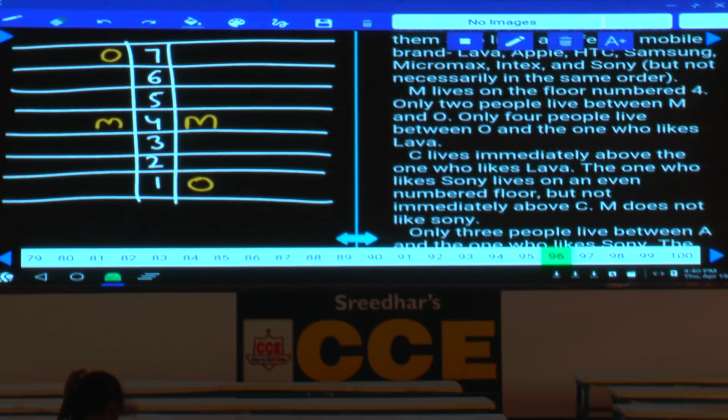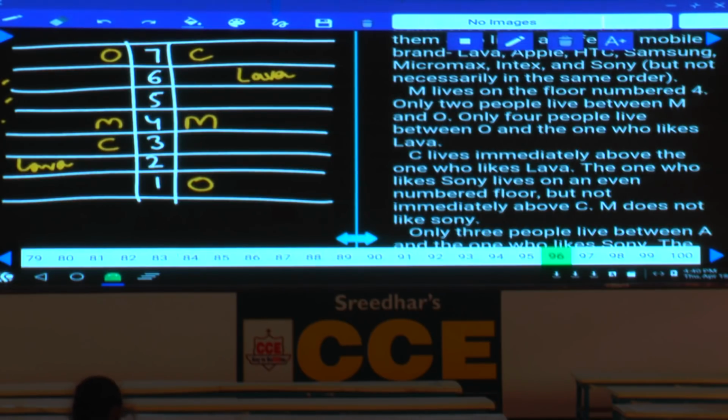Only 4 people between O and the one who likes Lava. Between O and the one who likes Lava, how many people are there? There must be 4 people: 1, 2, 3, 4. And the one who likes Lava must be at this place. And C lives immediately above the one who likes Lava, C is here.